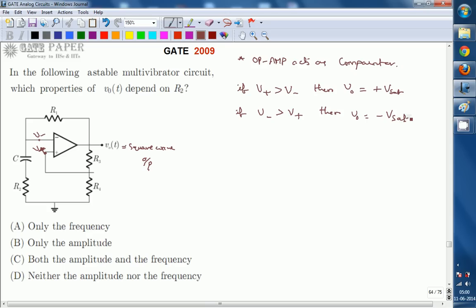So based on the input signal voltages, it is comparing them, and the output will always be either plus V saturation or minus V saturation. So this only compares the magnitudes, and it will give a static output of plus V saturation or minus V saturation irrespective of circuit components. That implies it doesn't depend on the R2 value. So the amplitude of an astable multivibrator doesn't depend on R2.